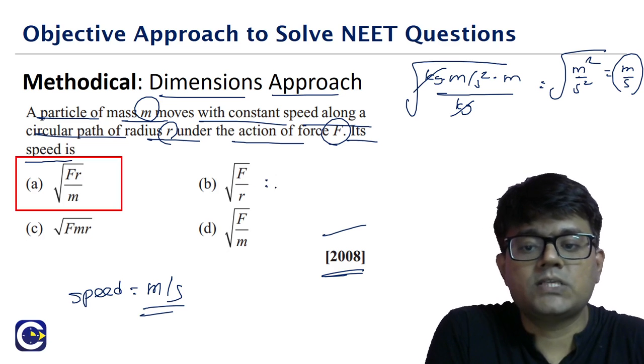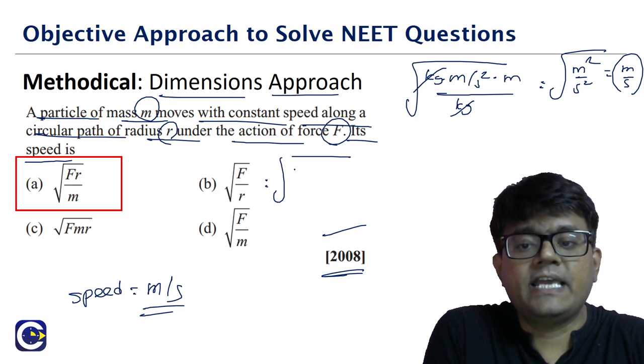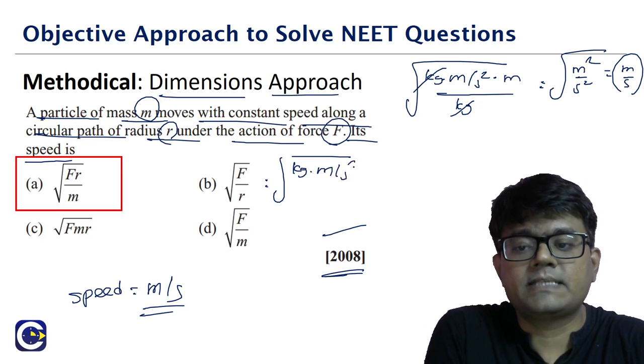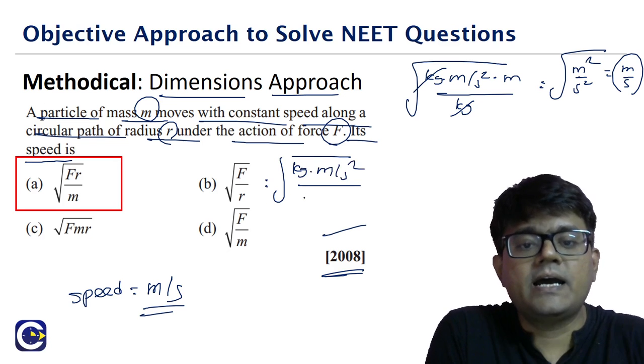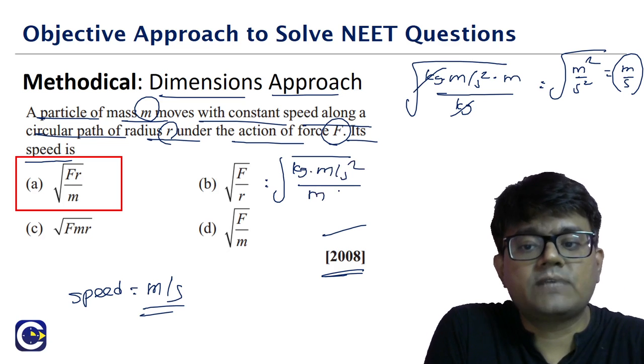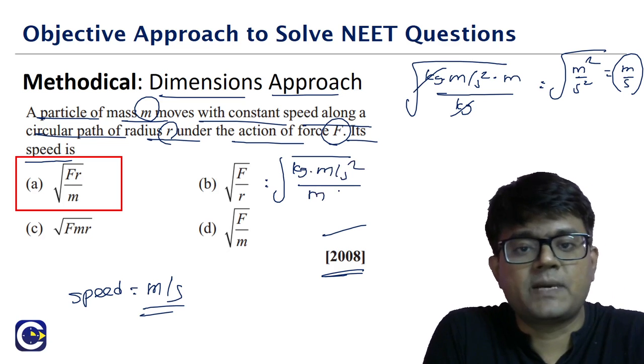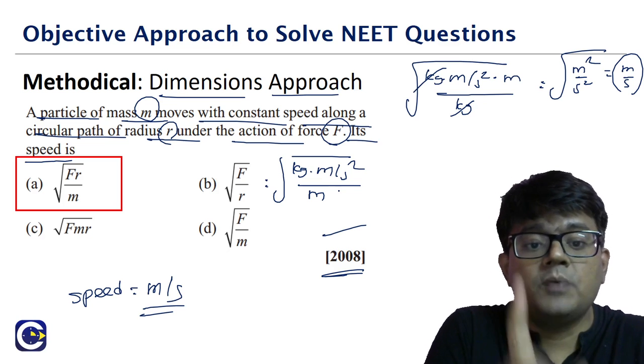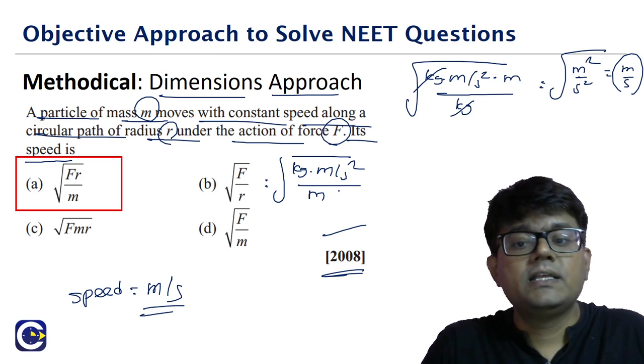Now look at the other answers besides option A. Option B: root of numerator f, which is kg into meter per second square, divided by denominator r, the radius of the path, which is meter. That will not match the units of speed. You can check the other options similarly. You will see that only option A matches the units of speed.